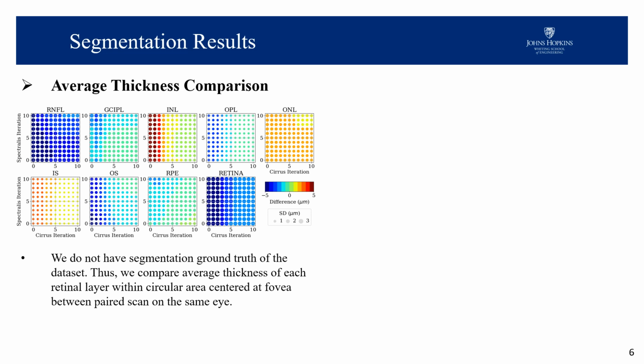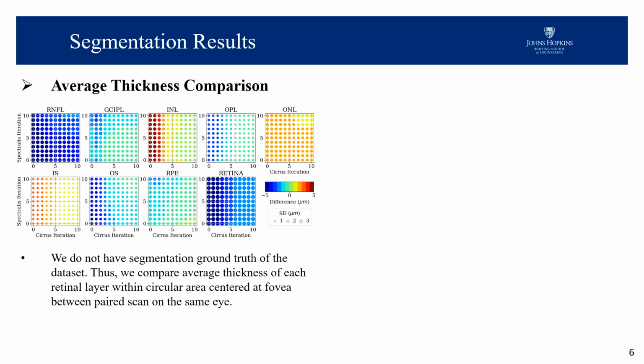Since we do not have manual delineation on this dataset, we cannot compare the previous segmentation results with the ground truth. However, since this is a pair dataset where the pair scans are acquired on the same participant, same date, but with different OCT devices, we can compare the segmentation results from the pair scan in this dataset. To avoid registration between the pair OCT volumes, we compare the average thickness of each retinal layer within a circular area centered at the fovea between pair scans instead of directly comparing the segmentation results. The comparisons are shown in this figure.